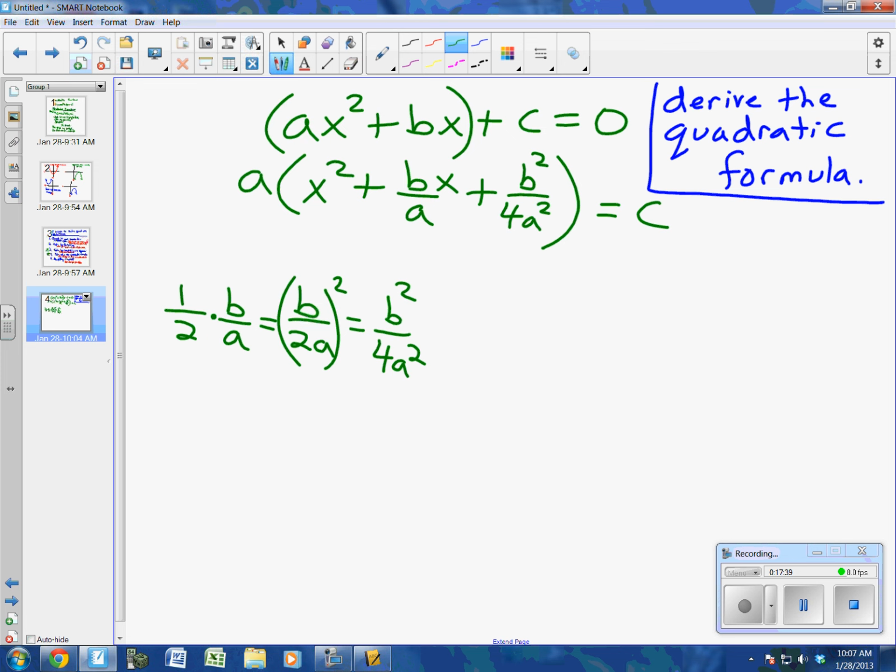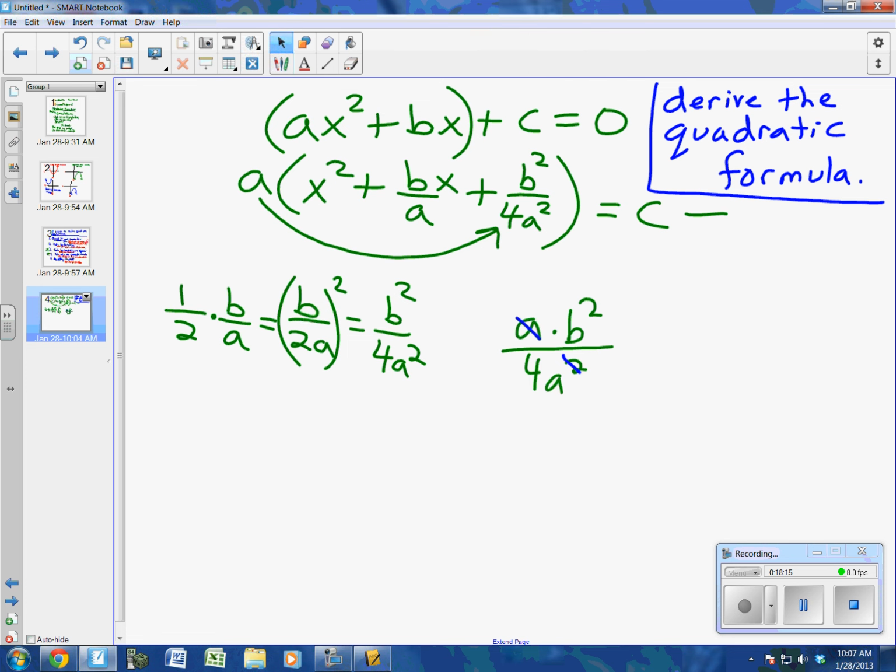And if I do that, I have to compensate for it out here. I have to minus that. Except for, see this a? That number right there has to really be times by a. And if I times a times b squared over 4a squared, guess what cancels out right here, you guys? What cancels out? The a's cancel out. That's right. That a cancels out with one of those. And so I am left with b squared over 4a.